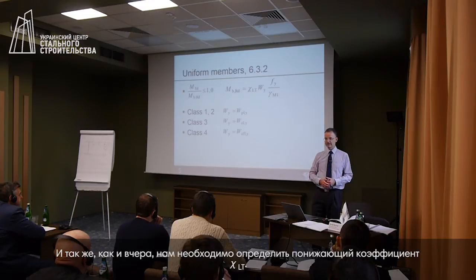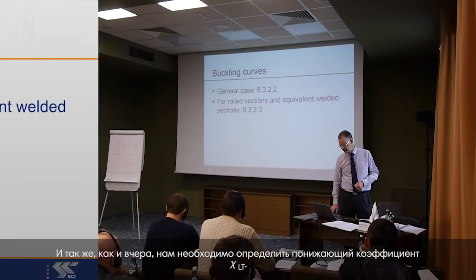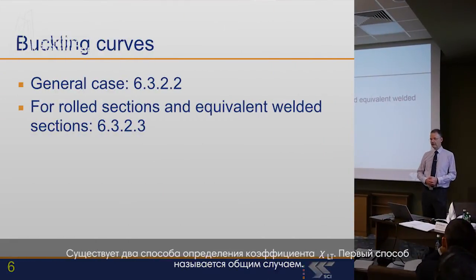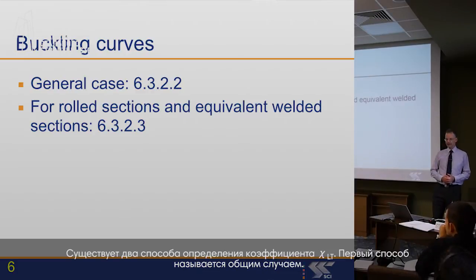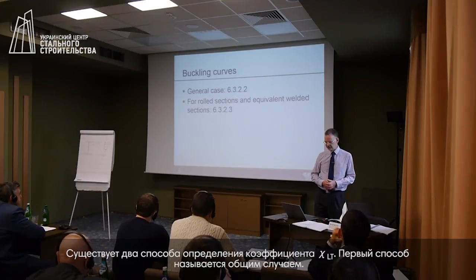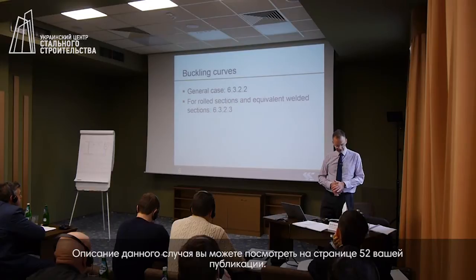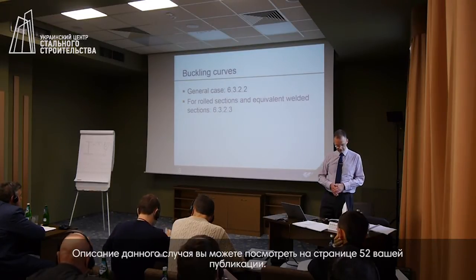So, again, like yesterday, we must calculate the reduction factor chi LT. There are two ways in which we can calculate chi LT. The first way is called the general case, and it is the general case that you will see on page 52 of your guide.